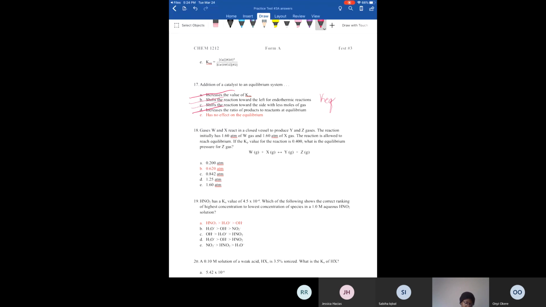So E is the correct answer. It does not have an effect on equilibrium. Adding a catalyst does not change equilibrium, because even though it might change the rate of the forward reaction, at the same time it changes the rate of the reverse reaction proportionally. So it's not going to change equilibrium.